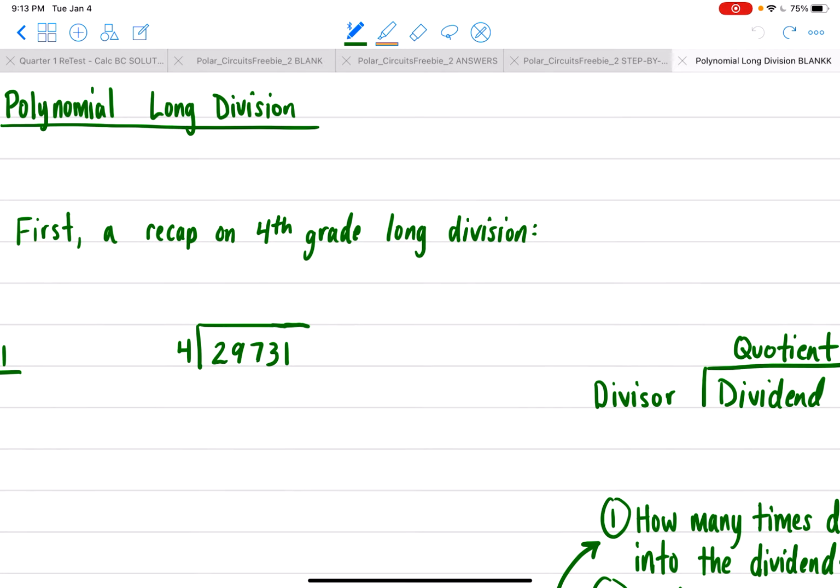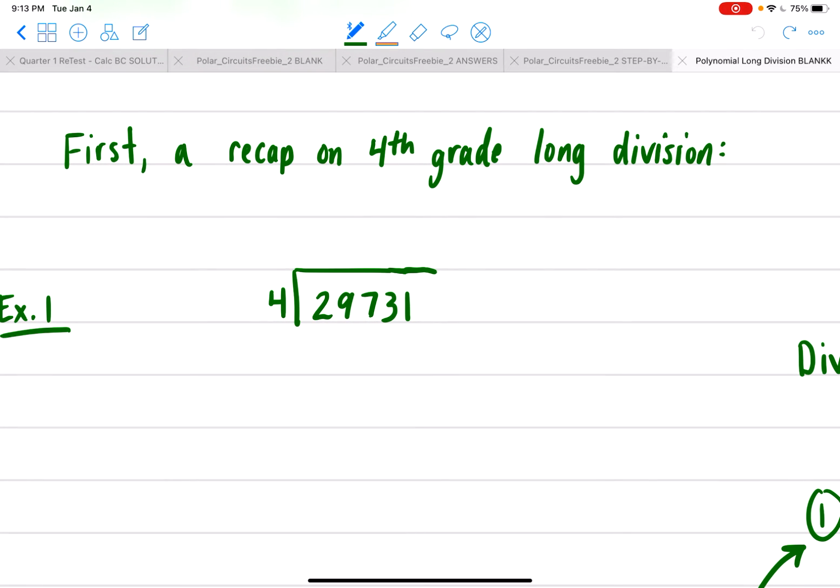So here we are. We're going to take 29,731, the dividend, and divide that by 4. 4 is the divisor. Whatever our answer is, that's going to be our quotient, and then our remainder will be our remainder. So what you do here is you ask yourself, how many times does 4 go into the very first number here?